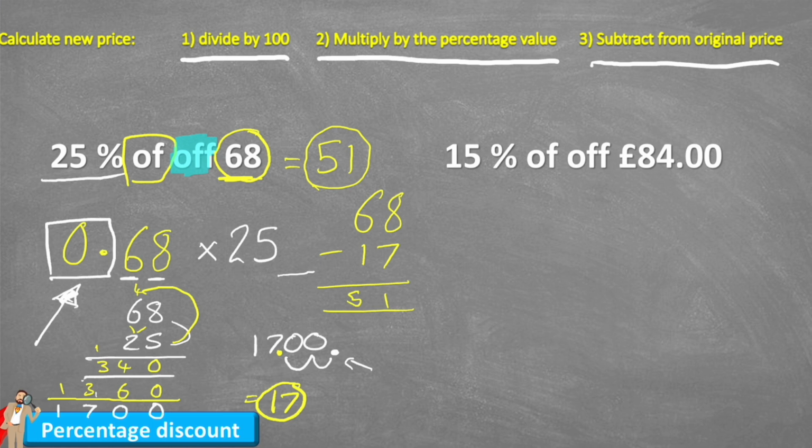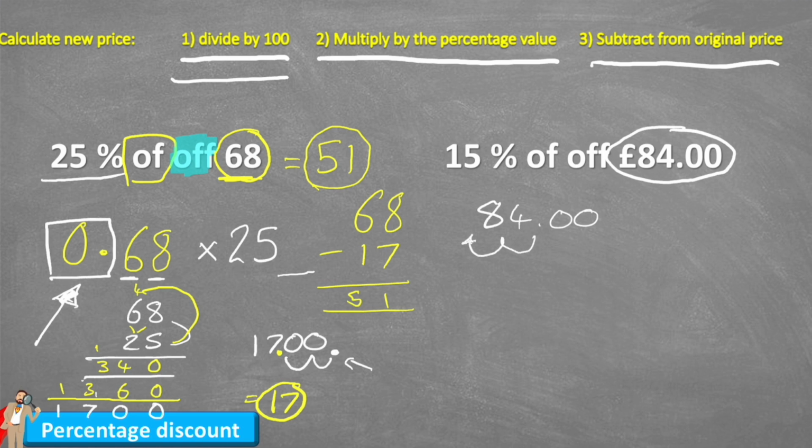Let's look at example 2. Example 2 is now dealing with money, but that doesn't change any of the process. So step 1 says divide by 100. So I'm going to get my £84 and I'm going to divide it by 100. And 84 divided by 100 means I move my decimal place 1, 2 places. Therefore my answer would be 0.84, £0 and 84 pence.